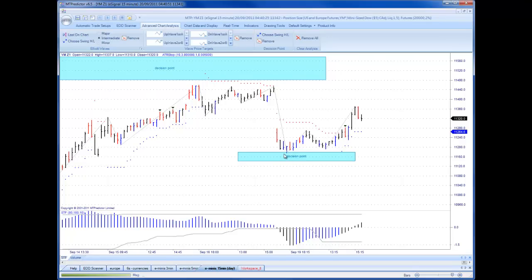But the point being is, on these 15-minute charts we had 2 out of the 4 E-minis showing decision point support early in the day, therefore setting the low for the day. We had the ES, which was close, and the Nasdaq was sort of in the middle.